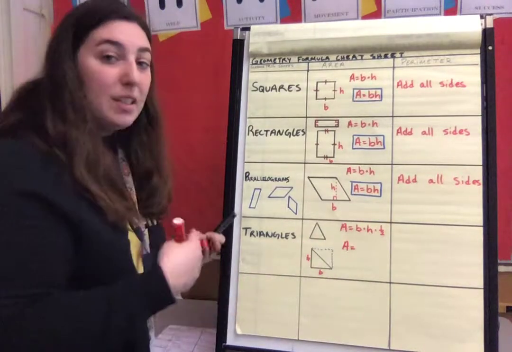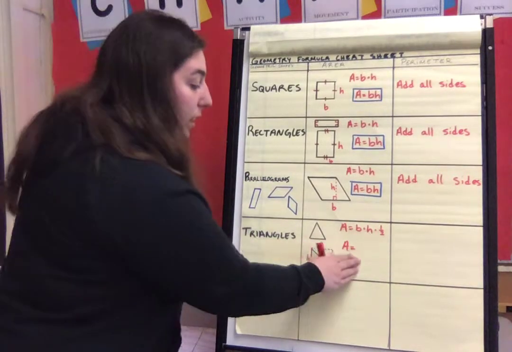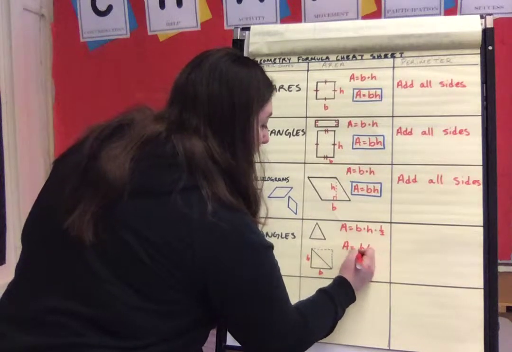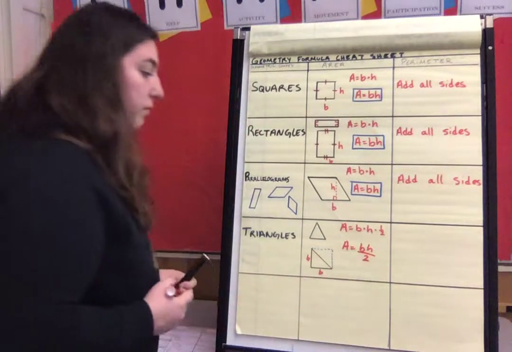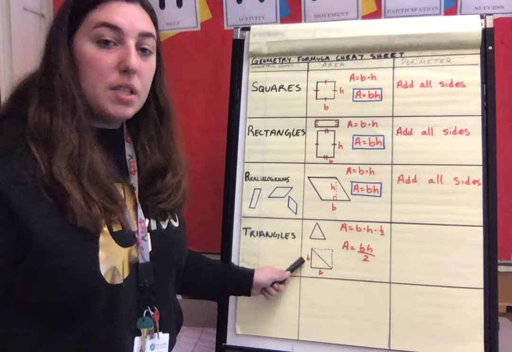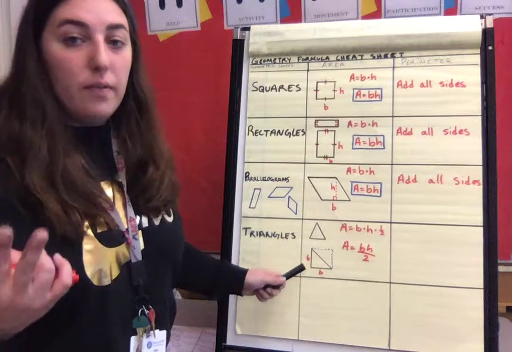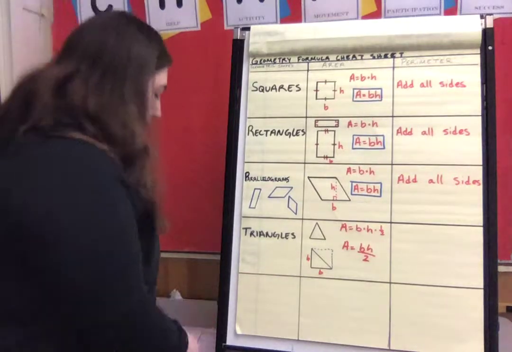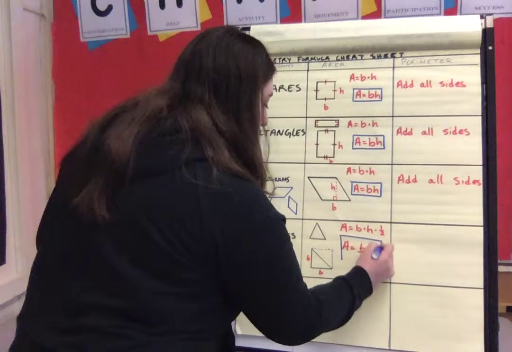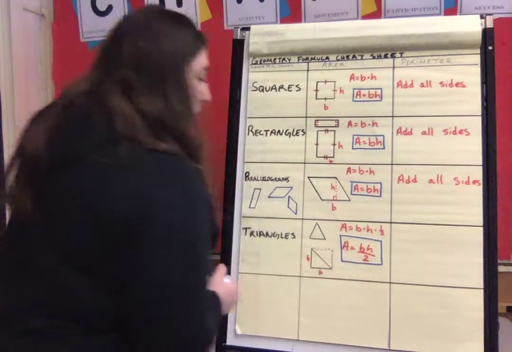That's one way it is shown, but I would like to write it the way I'm going to write here, and you're going to see it written like this a lot as well. So area equals base times height over 2. That just means we're going to multiply the base times the height first, then we're going to divide it by 2. And that is our area formula for a triangle.